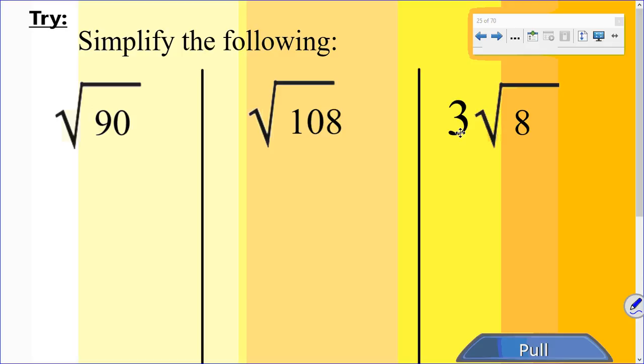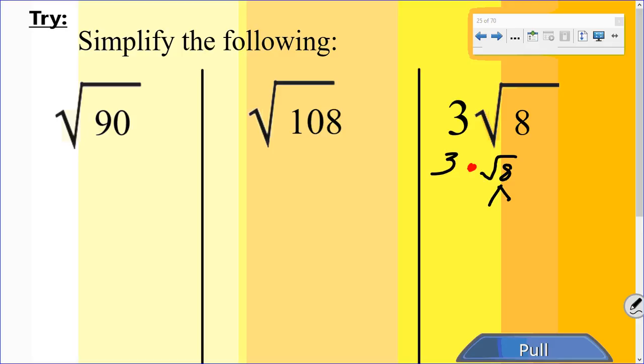All right, I want to try this one because we have mentioned before about a number outside of the radical sign, and if you remember, that means we're supposed to be multiplying the number by the radical. So that would be 3 times radical 8.